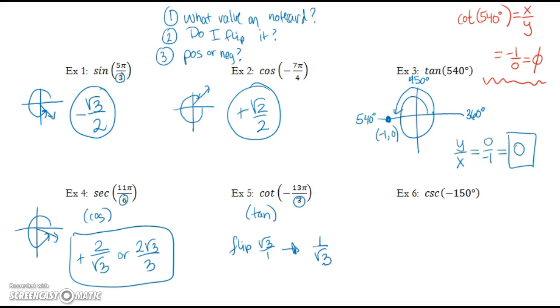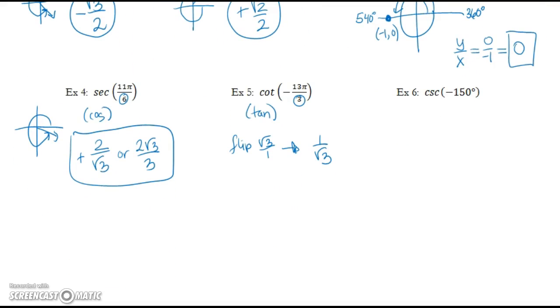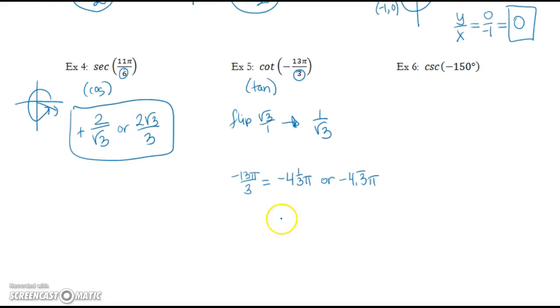Now we have to locate the angle to decide if it's positive or negative. So where is -13π over 3? That's not so easy to visualize. It might help to convert that number to a decimal or to a mixed number. If we convert that to a mixed number, I believe it's -4 1/3 π. Or if you convert it to a decimal, it's -4.3 repeating π. So let's think about where that's located.